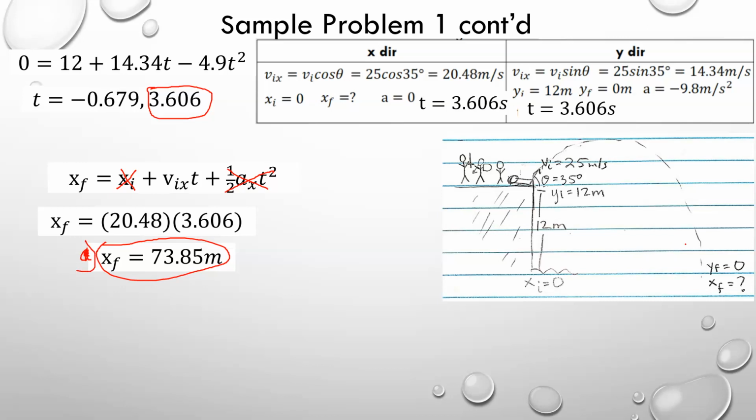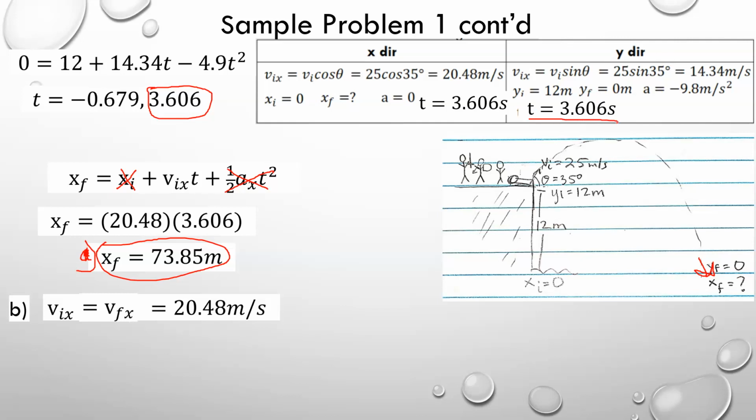Now part B asks, with what speed or with what velocity does it hit the ground right there? So this will have an x component and a y component for the velocity. So let's figure out the x component first. And we don't actually have to do any math for that, because in the x direction, there is no acceleration. So the initial velocity in the x direction will just be equal to the final velocity in the x direction, which is just 20.48.